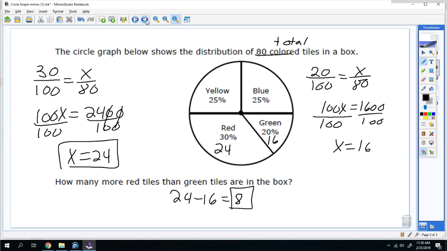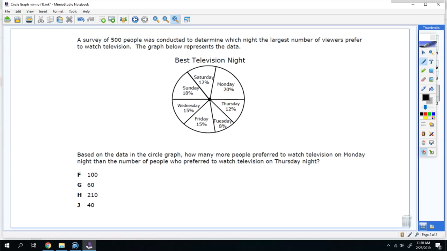All right, last one. A survey of 500 people, okay, so 500 people is your total, was conducted to determine which night the largest number of viewers prefer to watch television. Based on the data in the circle graph, how many more people prefer to watch television on Monday than on Thursday night? So we're comparing Monday to Thursday. So try pausing the video again, because this is the same idea we've been doing. Try it by yourself, give everyone enough time to do it, and then continue playing for the answer.